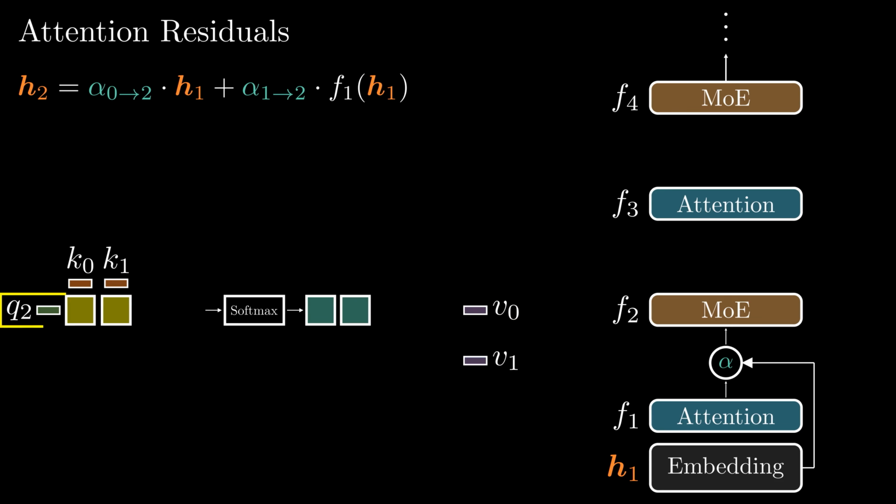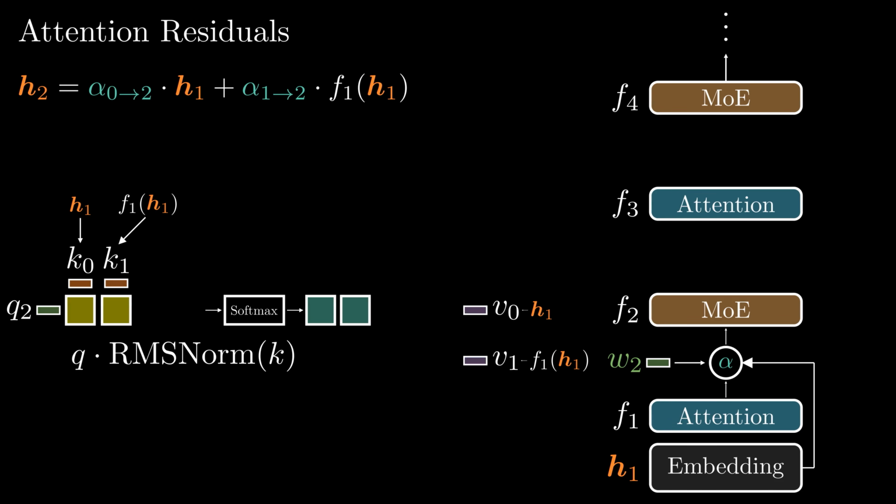Here, the query vector is a trainable d-dimensional parameter W2 per layer. The keys are the embedding h1 and the first layer output f1 of h1. Same for the value vectors. Typically, we use the vector dot product to measure the compatibility score between the query and key vectors. But the magnitudes of different layer outputs can vary widely. Therefore, we need to normalize the key vectors before computing dot products.